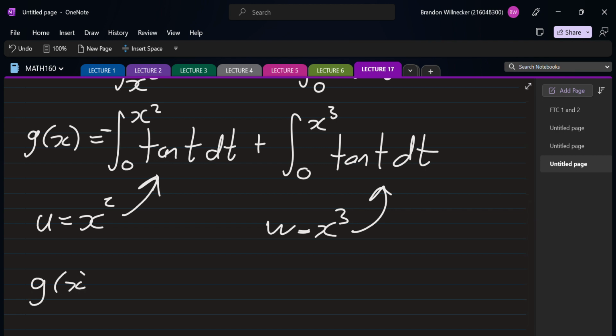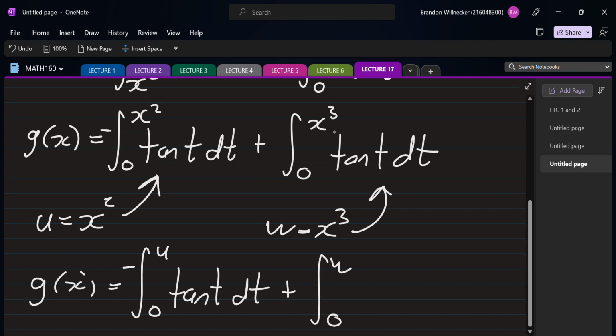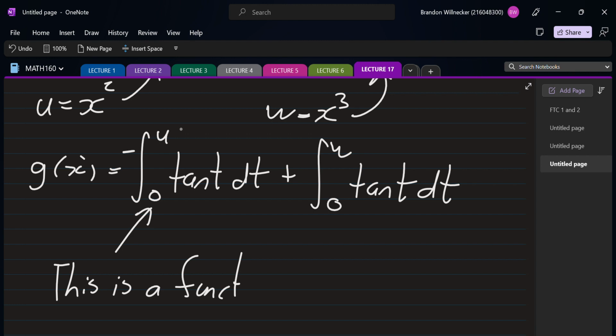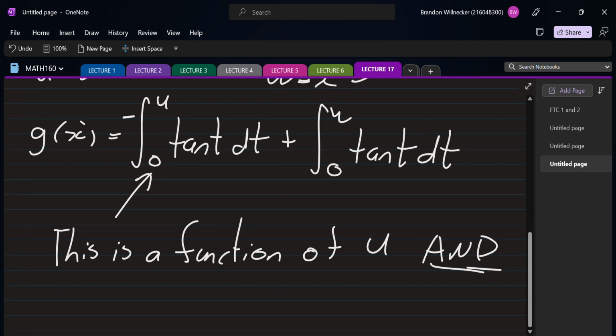So now we can write this as the integral from 0 to u, again with the minus sign, tan of t dt, plus the integral from 0 to w, tan of t dt. Now we need to take the derivative. Let's look at this first term. We have the integral from 0 to u. So this is a function of u, and u is a function of x. So this first part, this is a function of u, and u is a function of x.